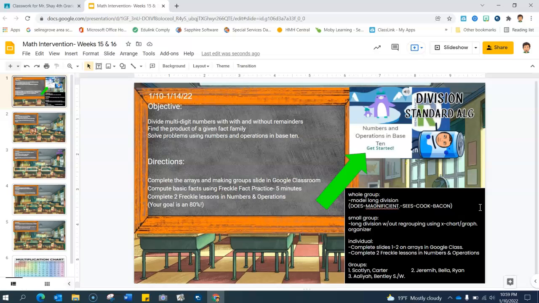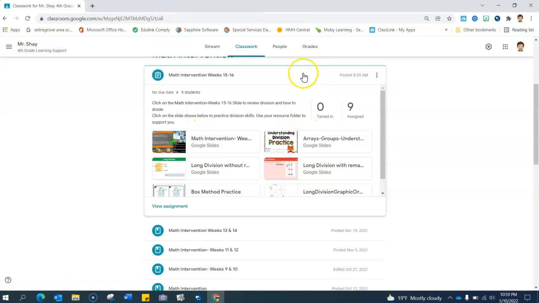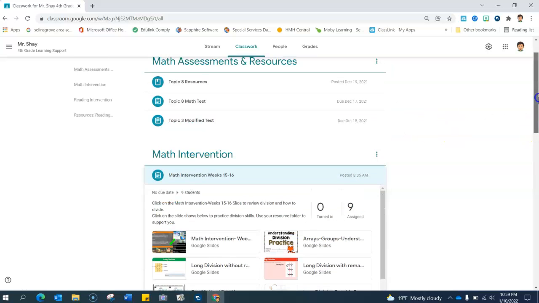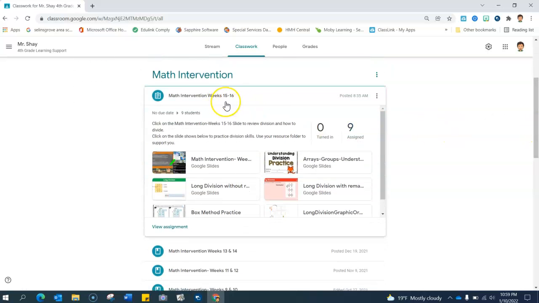I'd like to review with you what we'll be doing during our math intervention. So I am in our Google Classroom under Math Intervention, weeks 15 and 16. You'll notice there are several different things for you to do in here. I'm going to click on the Math Intervention, weeks 15 and 16 slide.